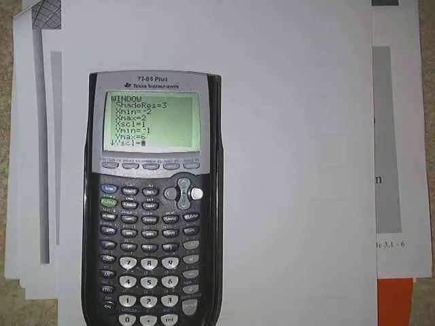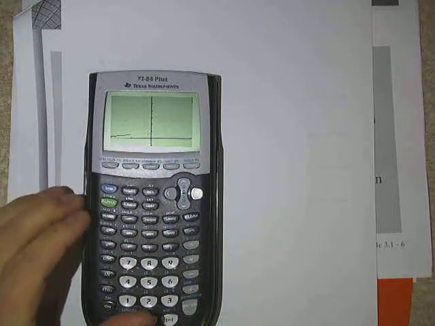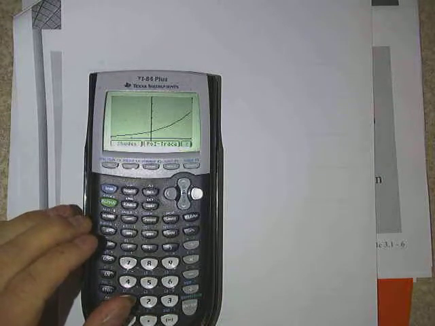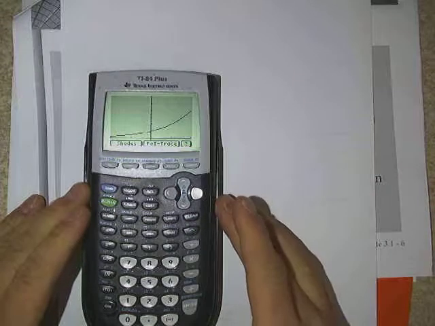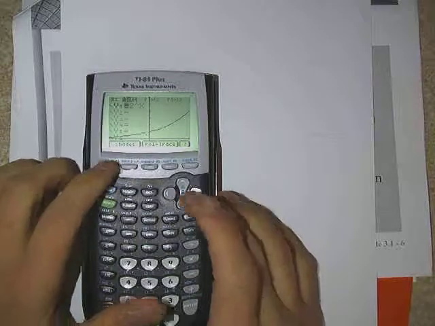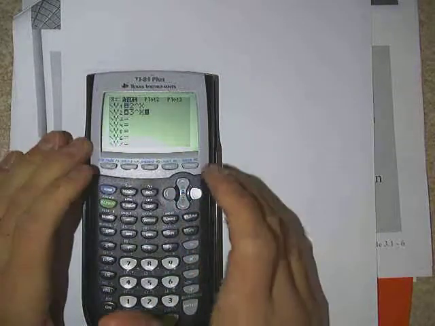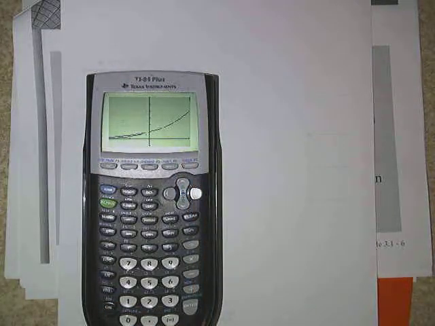For part A, they said do 2 to the x. So if I put in 2 to the x, and the window they ask us to use in this one is negative 2 to 2, and then negative 1 to 6. So we're going to go negative 1 to 6 in the y direction. And we'll go ahead and hit graph, and we'll see what we see here. So here's the shape of our 2 to the x function. Again, it's an exponential growth function.